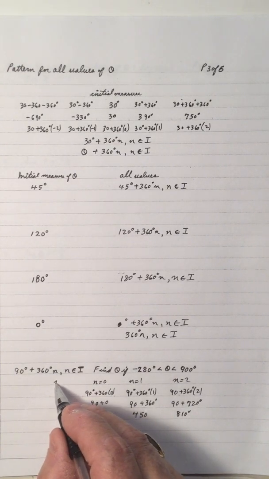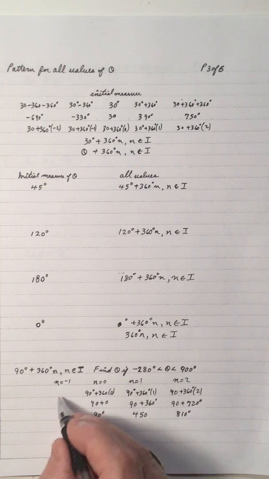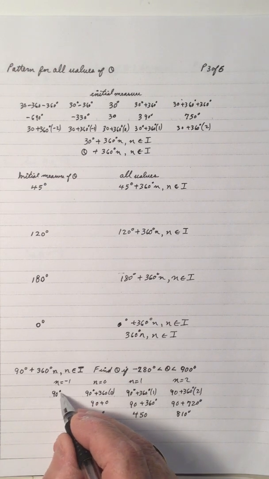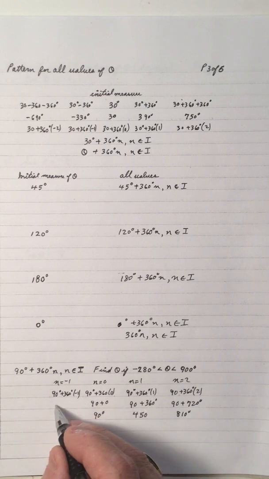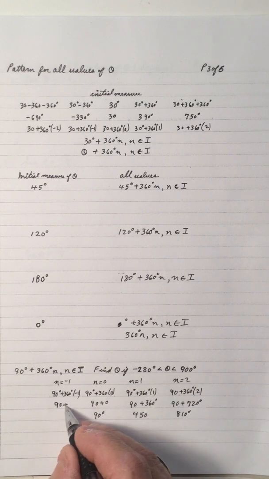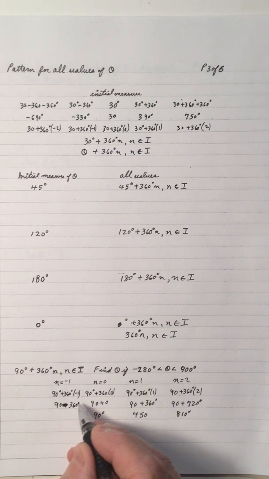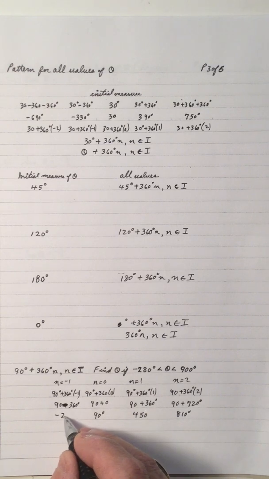And what about if n is negative 1? So 90 plus 360 times negative 1, 90 minus 360, because a negative times a positive is negative, would give us negative 270.